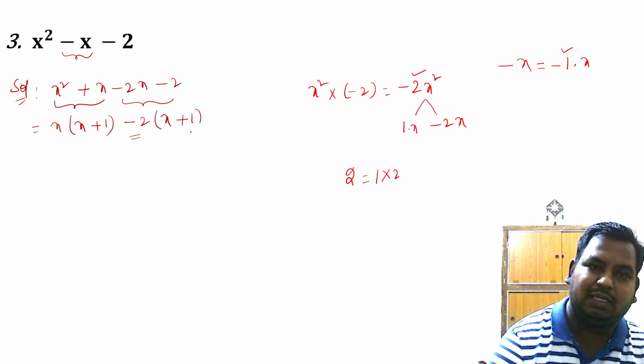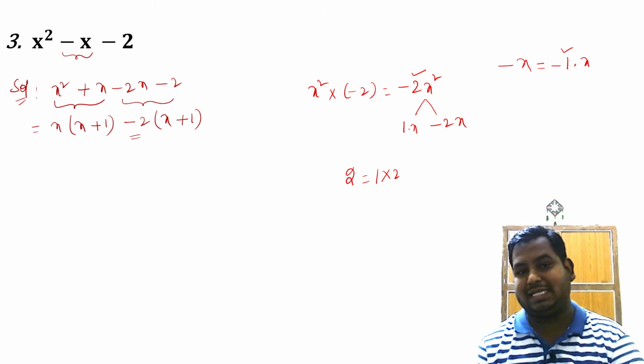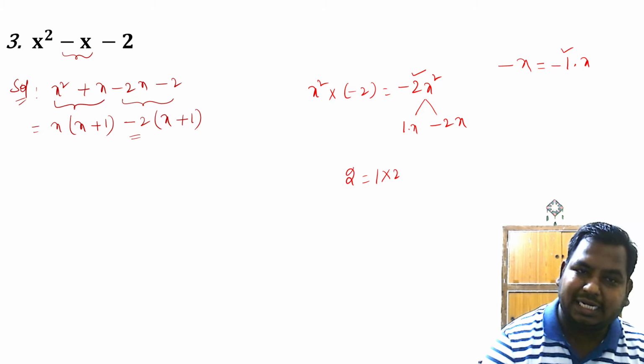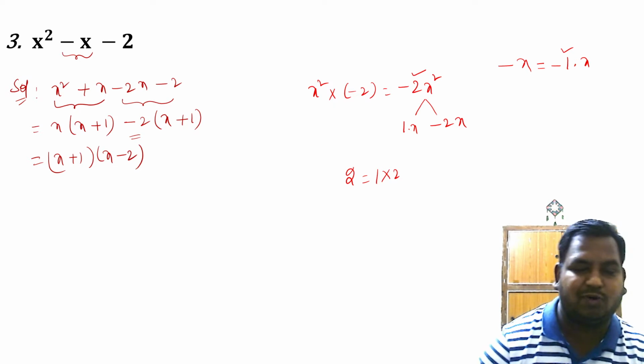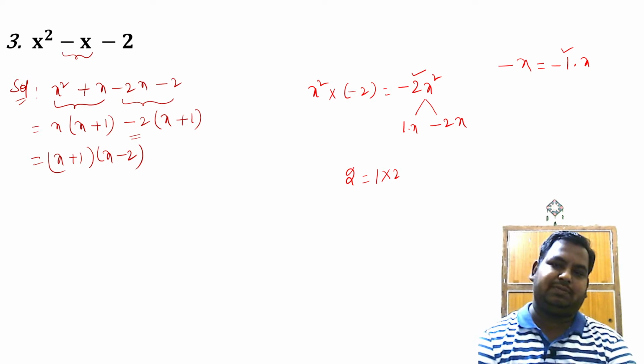I can take plus 1. In the first term, I have x plus 1. In the second term, I have x plus 1. I can take x plus 1 common. If I take x plus 1 common, I am left with x minus 2. This is the factorized form of the given polynomial.